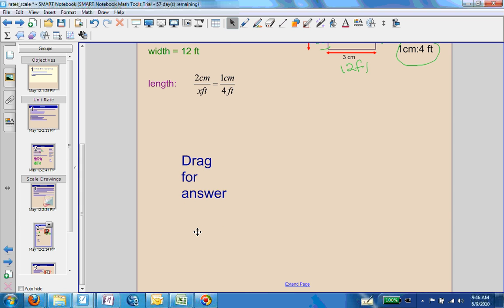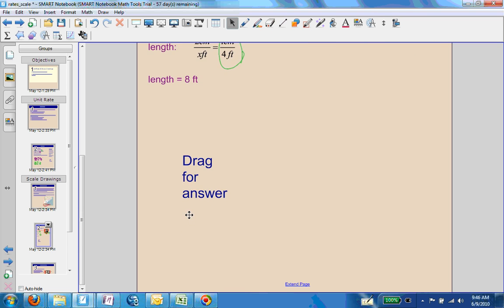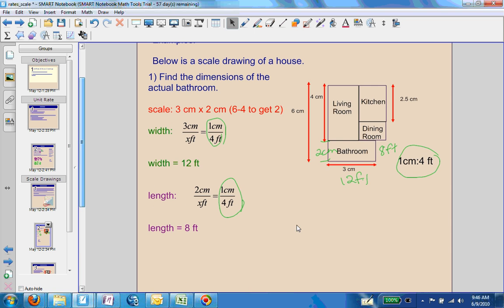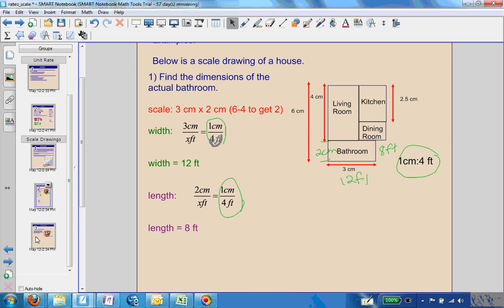And for the length, we know that that's 2 centimeters, and we're trying to figure out how many feet that is, and we're using the ratio to help us figure that out. So when I cross multiply and solve, I do indeed get 8 feet. Now this is a pretty easy example. Obviously I did that in my head before I actually showed you the problem. However, you need to understand how to set up scale drawing problems using proportions. So let's look at another example.